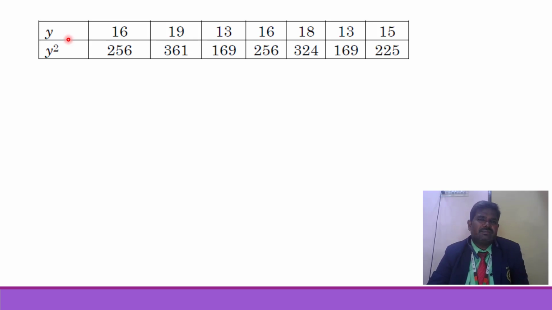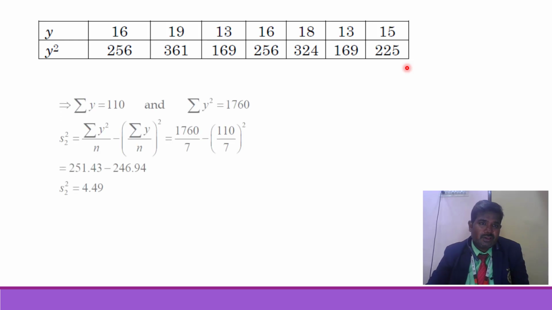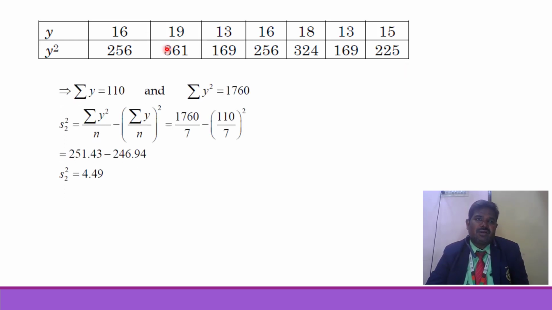Now the second sample y. The values are 16, 19, 13, 16, 18, 13, 15, and we can find the y square values: 256, 19 square is 361, 13 square is 169, 16 square 256, 18 square 324, 13 square 169, 15 square 225. So we take summation y is 110 and summation y square value is 1760.